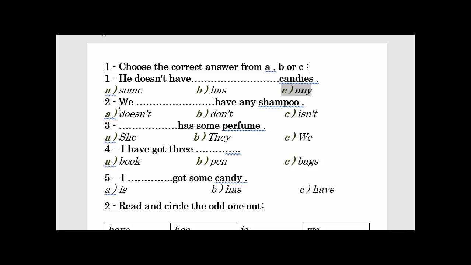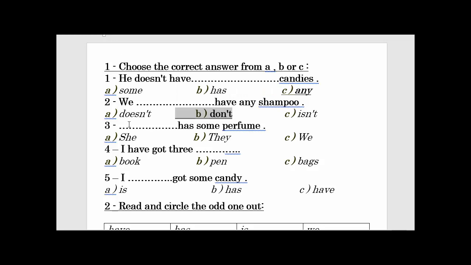Okay, and number two, we space have any shampoo. Doesn't, don't, isn't? The negative form of have is don't have. So the answer is we don't have any shampoo.